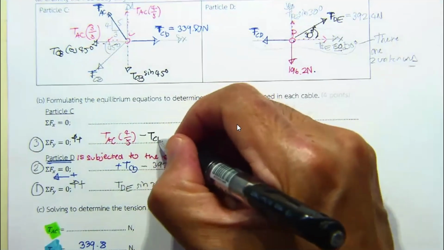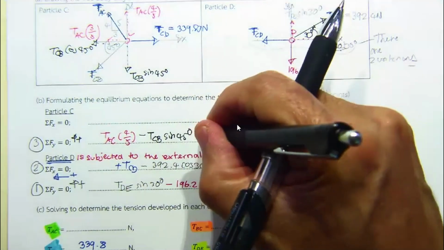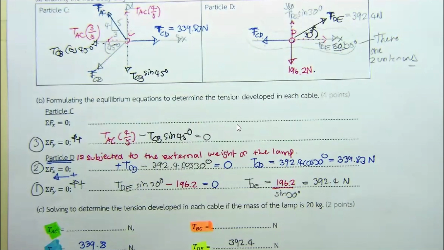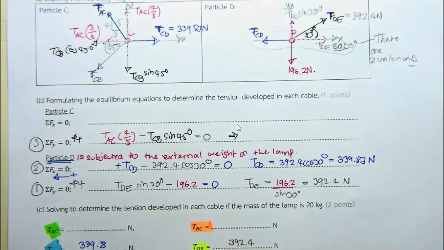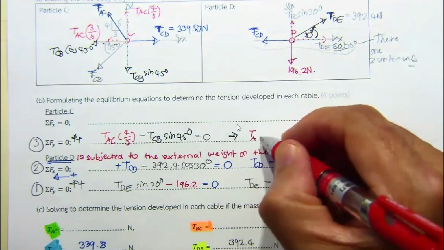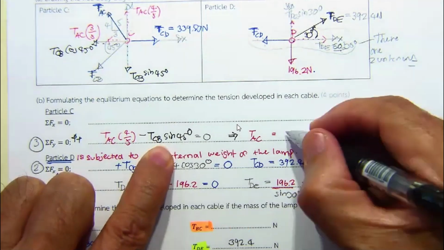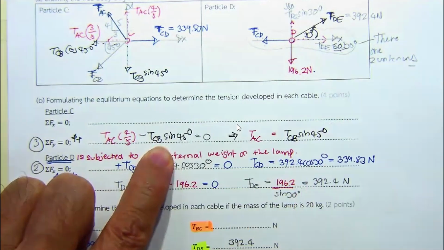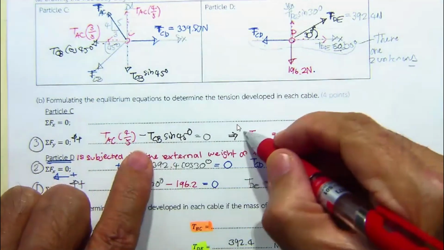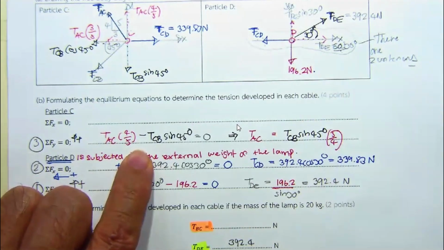Minus T sub CD sine 45 degrees, and that's going to be 0. Okay, just simplify this equation. Let me put it to be T sub AC equal to, take this one to the right, T sub CB sine 45 degrees. And then you have 4 over 5, it's going to be 5 over 4.